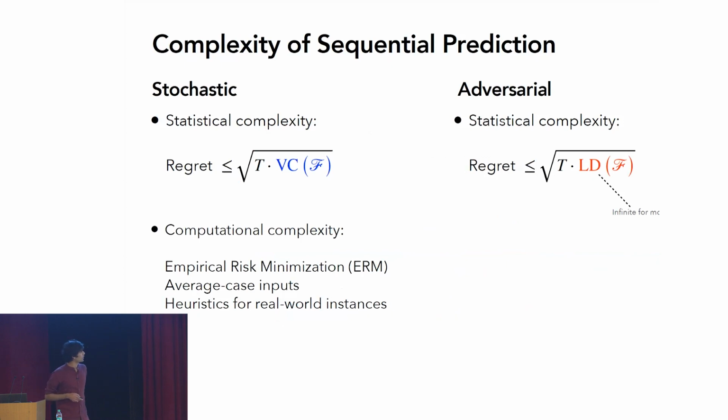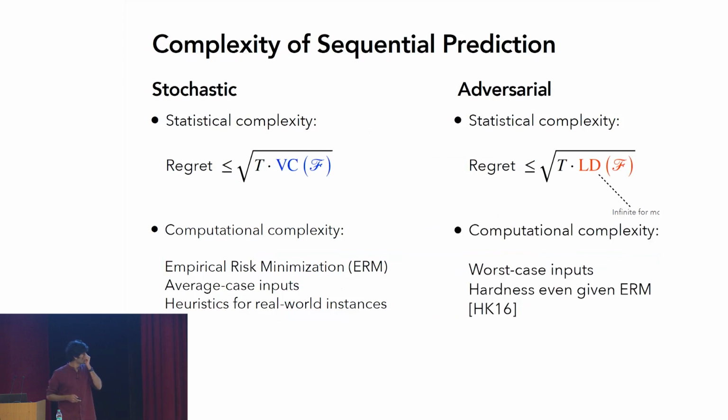Here the setting is more interesting, but at least what we know is that empirical risk minimization achieves good regret bounds. And also you are dealing with average case inputs, and in these sort of learning settings, we know a lot of heuristics that work for real world instances. The corresponding question for the adversarial setting, the inputs by definition are worst case, but you can also show that even if I can solve the empirical risk minimization problem, getting regret is computationally difficult. So there is a certain sense in which both statistically and computationally you can't do much in the adversarial setting.